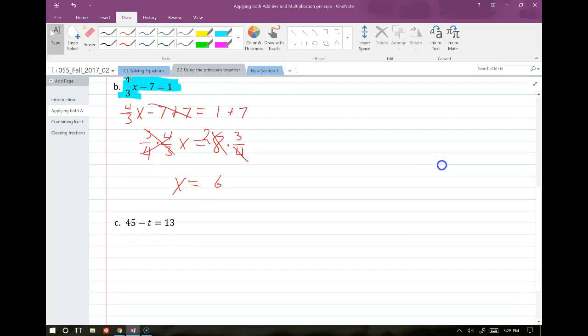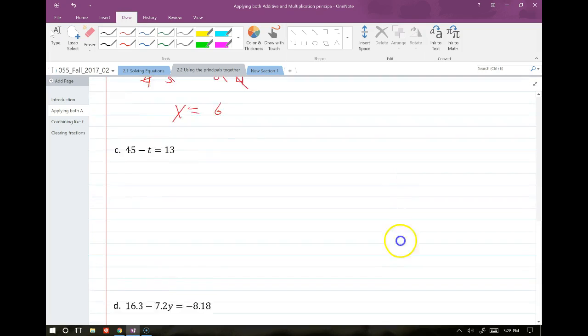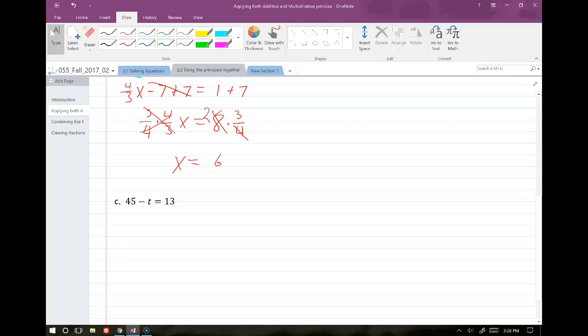Okay, how about this guy? All right, where should we start with this? 45 minus t equals 13. What's the first step? Subtract 45 from each side. So, negative 45 plus 45 minus t equals 13 minus 45. The 45s cancel, and we just get negative t equals 13 minus 45. What is that?